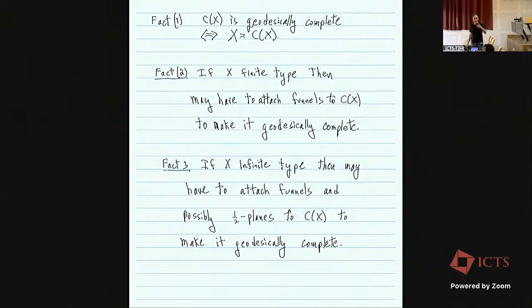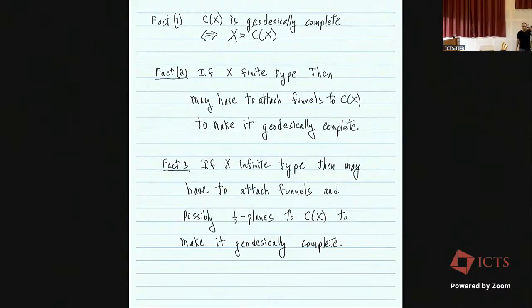Remember that if you have a finite topological type, then the hyperbolic surface, how do you get from the convex core to the full surface? You might have to add funnels. And the other fact is that when X has infinite type, and this takes more work, then to the convex core you might have to attach funnels and possibly half planes to get it to be geodesically complete.